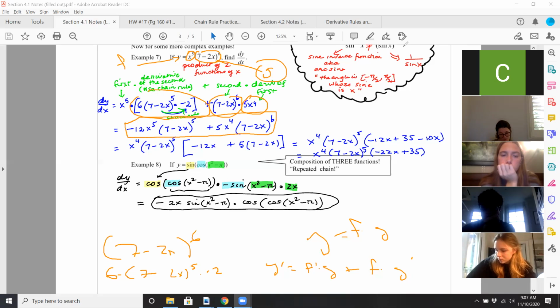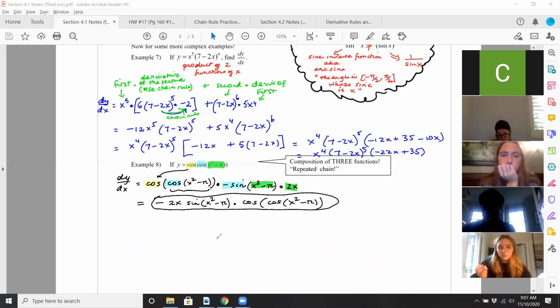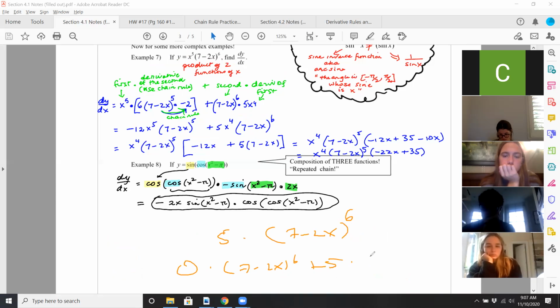So, question in the chat. What if that x^5 was a random integer like 5? If it was a random integer like 5, yeah, that's a great question. What if I have 5 times (7 minus 2x) to the 6th power? You could do product rule if you want to. Then the derivative of 5 is 0, right? And that portion just goes away. And then 5 times 6 times (7 minus 2x) to the 5th, just do the derivative like you usually do. And then times -2. You would do that.